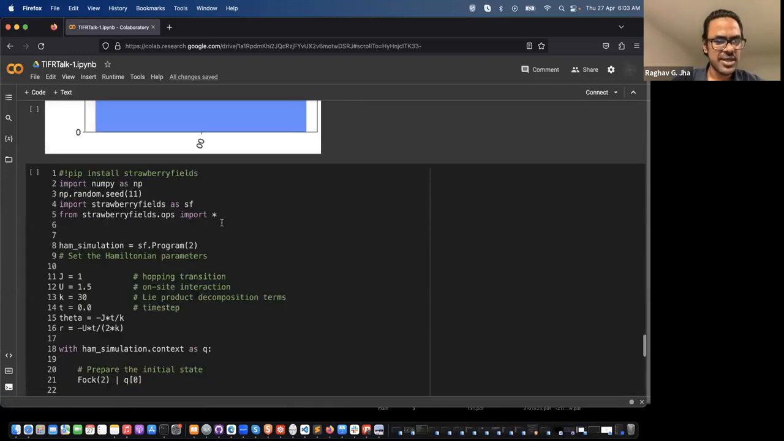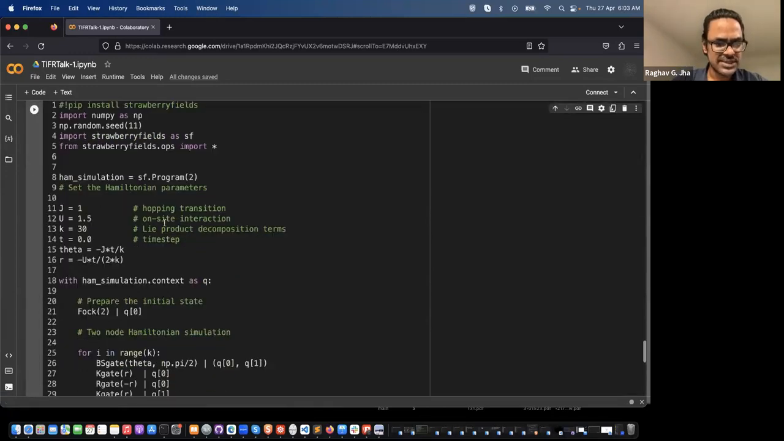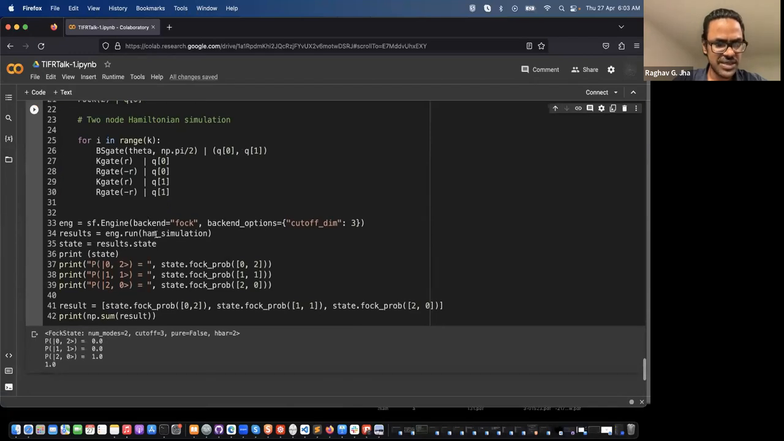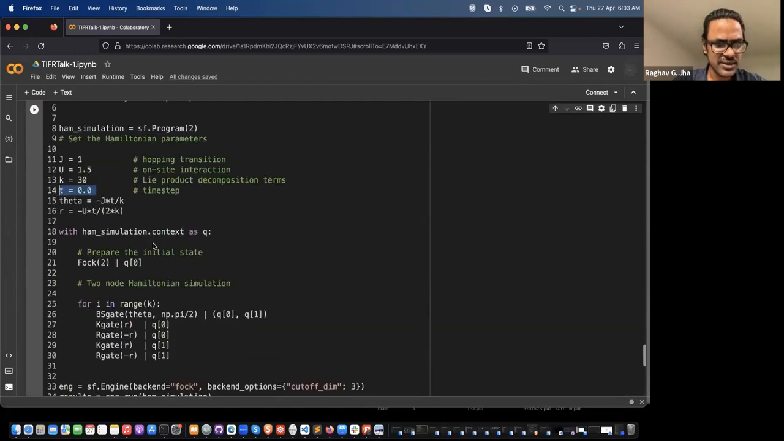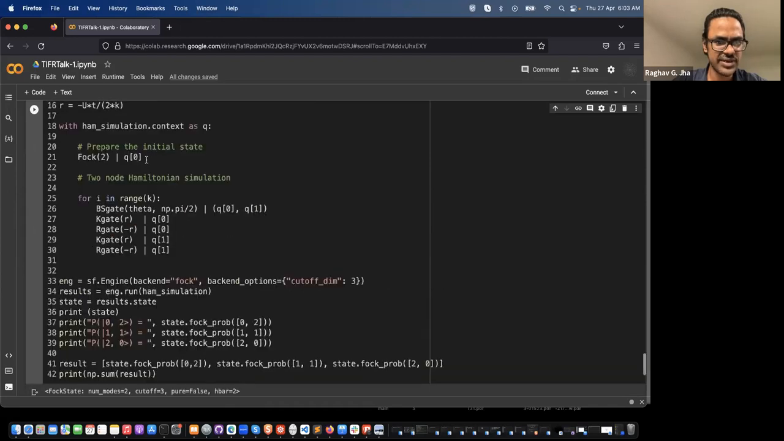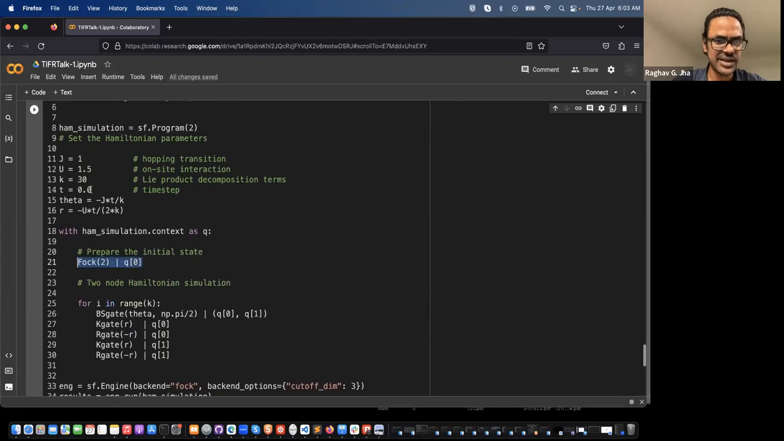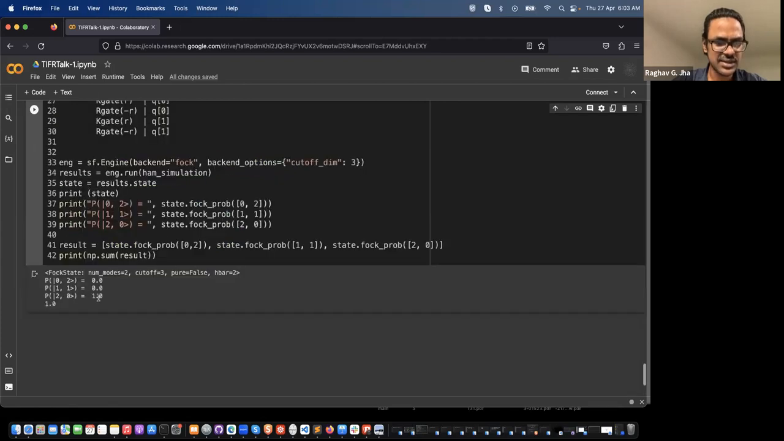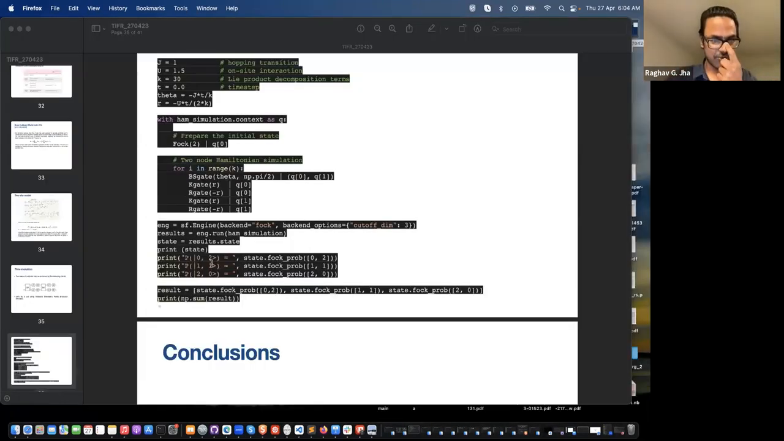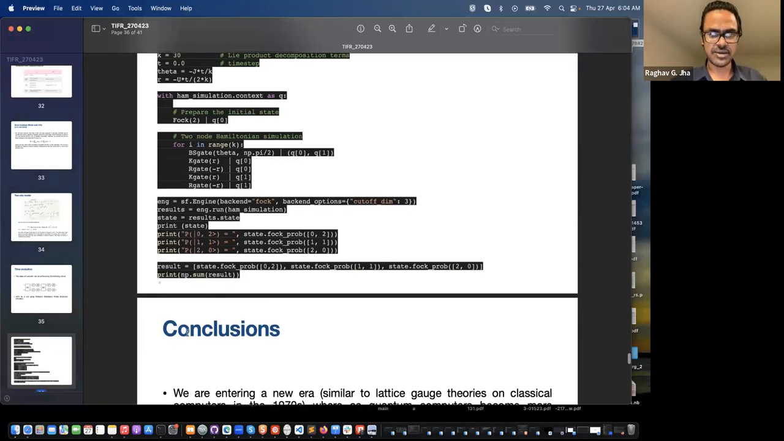So for example, I just start with the same code here. If I keep t equal to 0, the probability of 0, 2 is 0, 1, 1 is 0, and 2, 0 is 1, because 2, 0 is exactly the state I have created up here. But if I do this at some finite value of t, you will see that these numbers are no longer 0, but they all add up to 1. So this is the basic idea. You can play around with the code if interested.